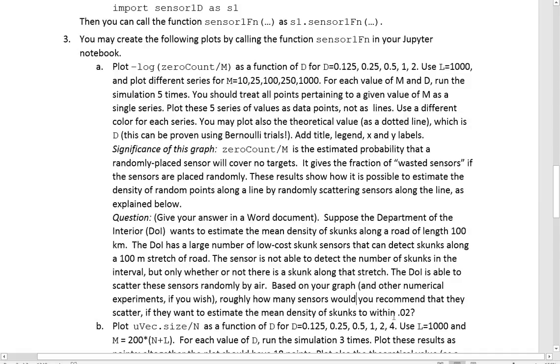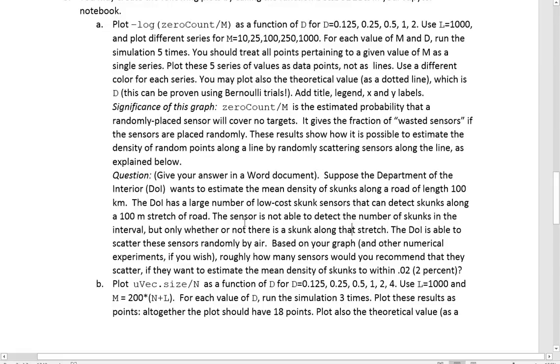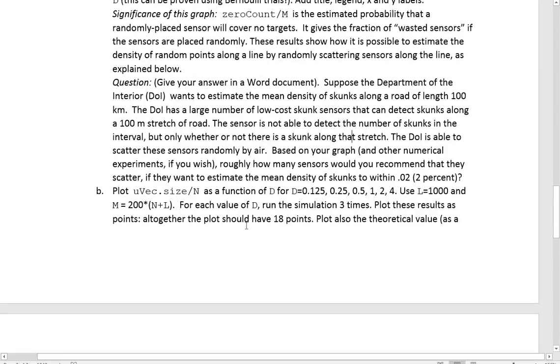And you want to estimate the density of skunks to within 0.02. That's not percent, that's just the value. So that's 2%. So I can just say that's 2%. All right, so that's the first thing. That's the first simulation that gives us some results that could potentially be practically significant.